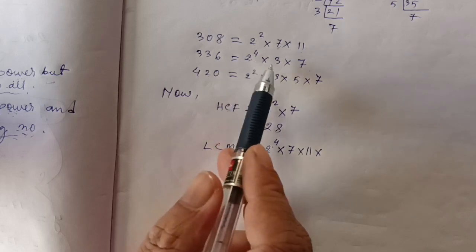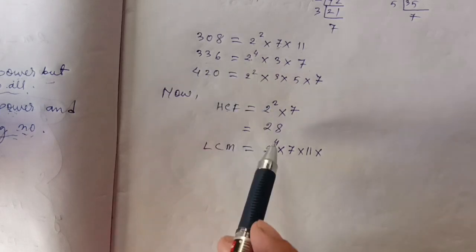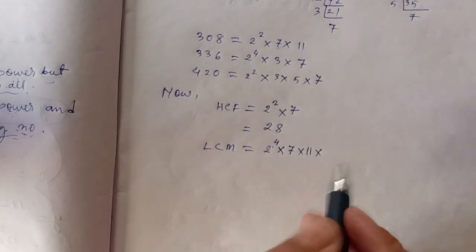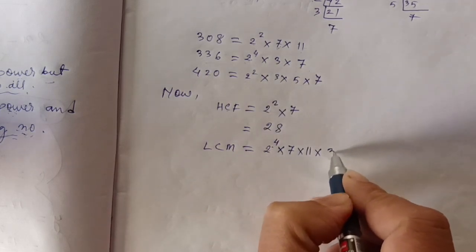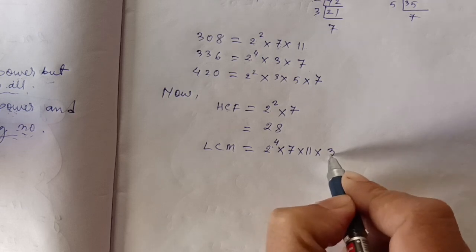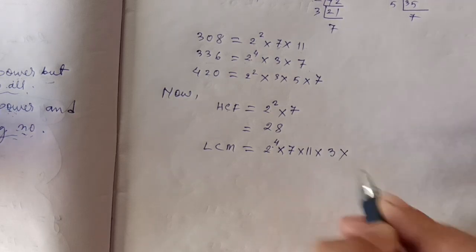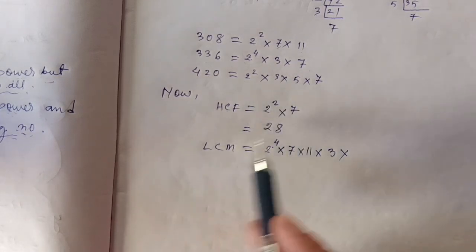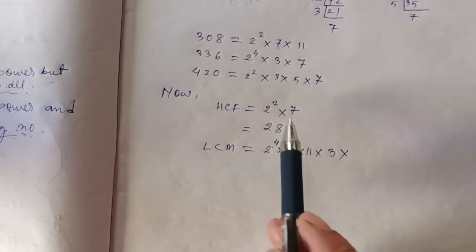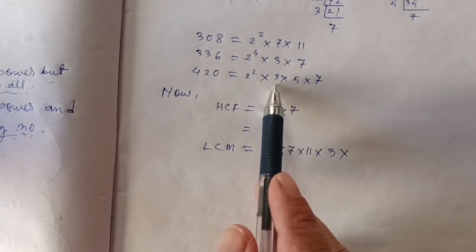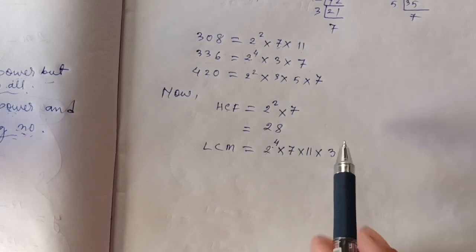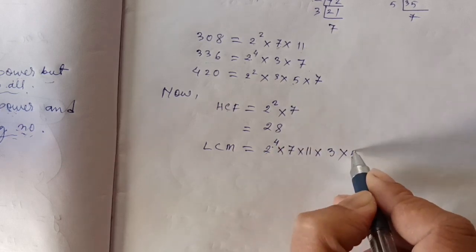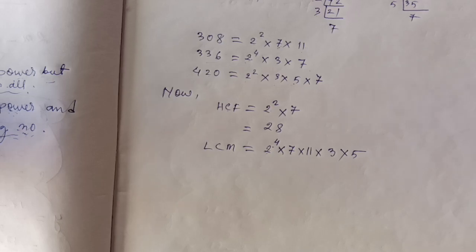Then 2 we have written here for the second line. For this second line, 2 we have written here, then 7 we have written here. Then what about 3? We haven't written 3 here, so we write 3. Then next, for the last line, 2 we have written, then 3 is already written. Then what about 5? This 5 we haven't written, so we write 5.